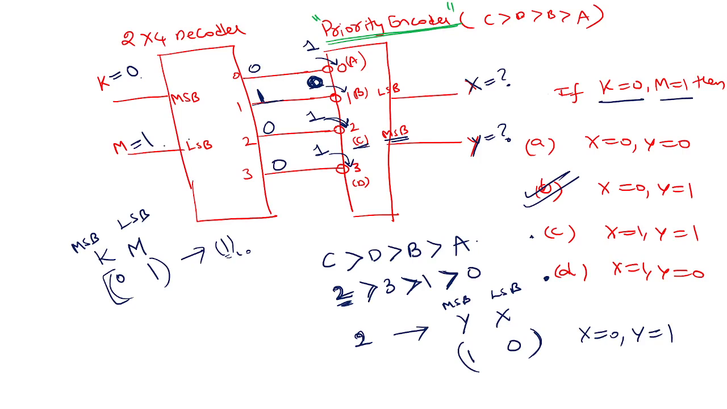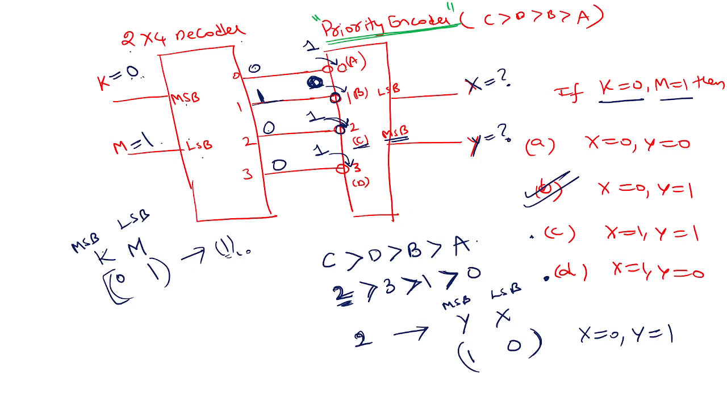So simple, right? You have a decoder, a 2 by 4 decoder. Now the inputs are given MSB, LSB. K is MSB, M is LSB, right? Now 0, 1 will give these outputs 0, 1, 0. Now this is not directly given to the priority encoder, right? There is a NOT gate here, there is a NOT operation that is happening. So the output of the NOT gate will go to the lines 0, 1, 2, 3, where line 2 is nothing but C, then D, then B, then A. That's how it is, right?